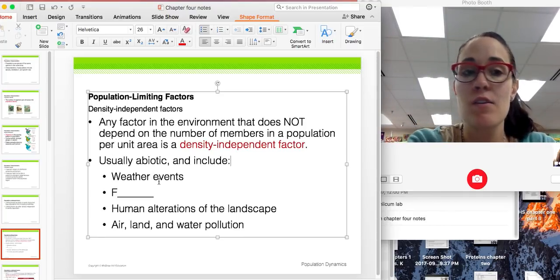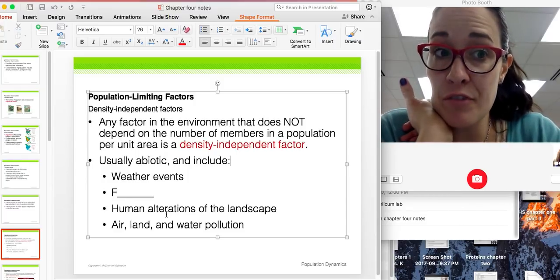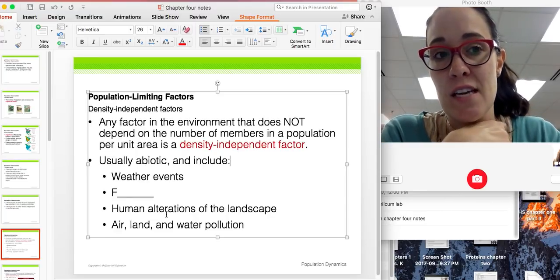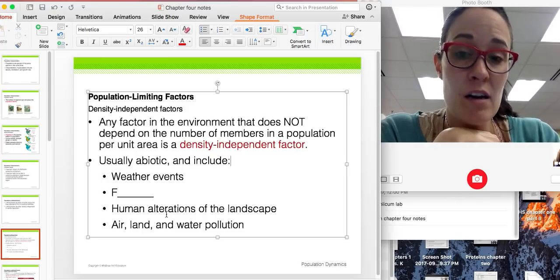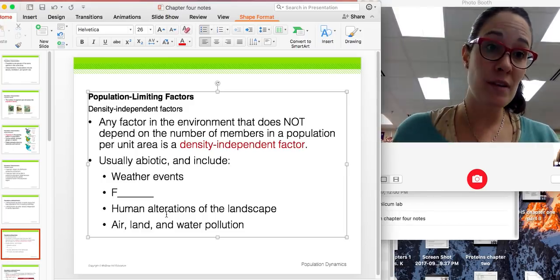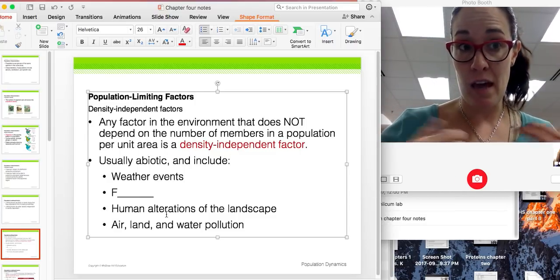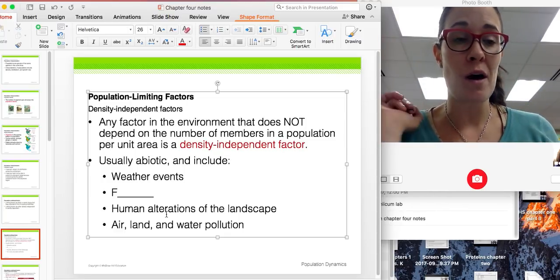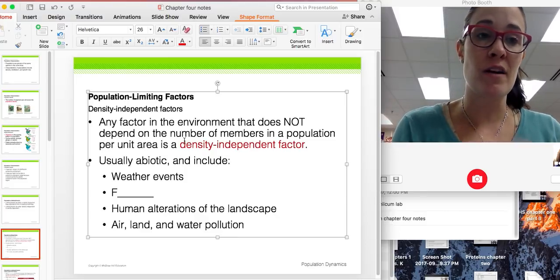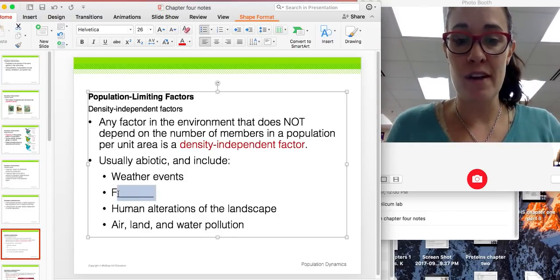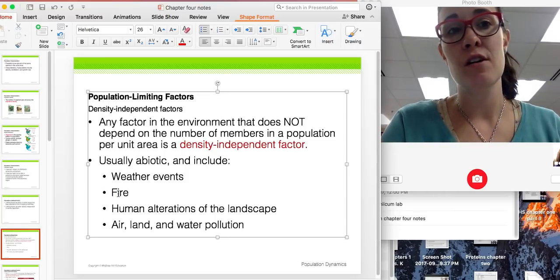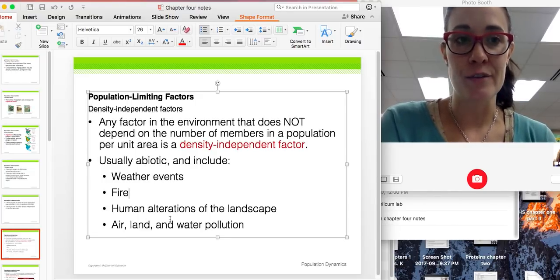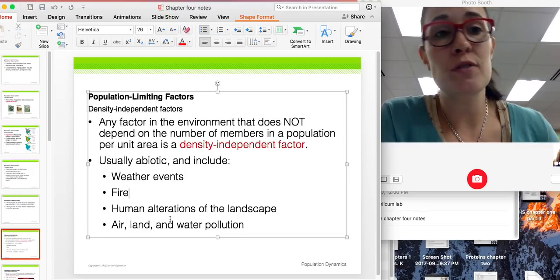They're usually abiotic. So a big weather event like a flood, like the one that happened in Houston recently in 2017. That weather event took out populations of organisms, even humans in this case, because it caused them to move temporarily. But it didn't matter how big or small the population was. That abiotic limiting factor prevented growth of that population. Another example is a fire. Fires take out populations regardless how big or small they are. Humans altering the landscape, so that can be logging or development, putting up homes, or just pollution, air, land, and water pollution.